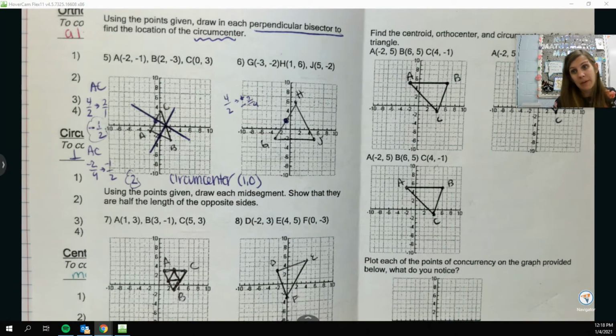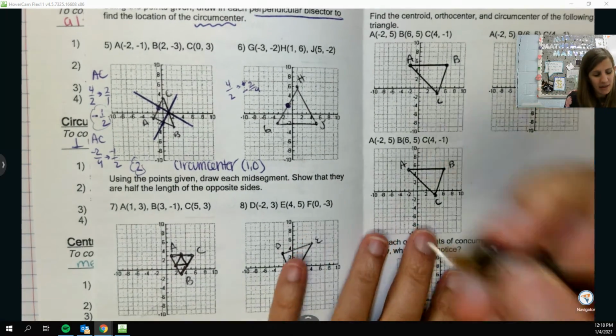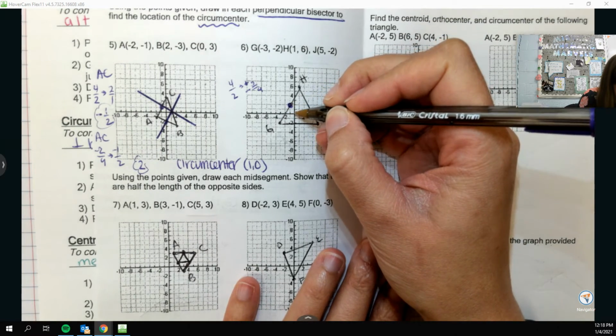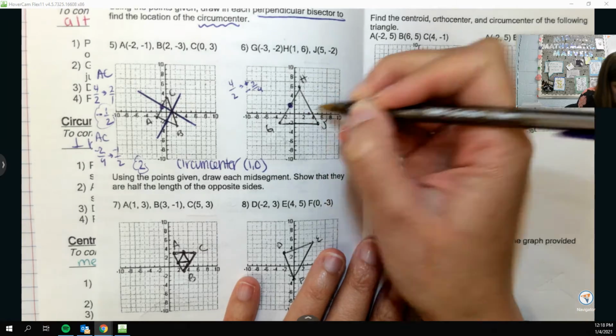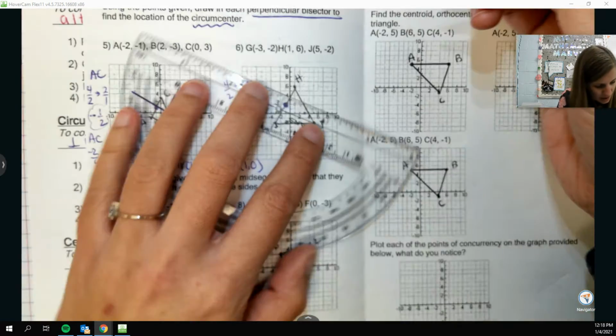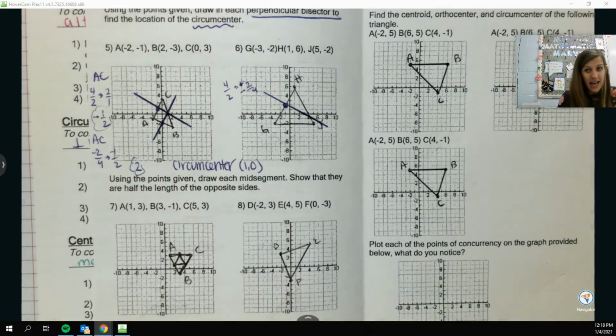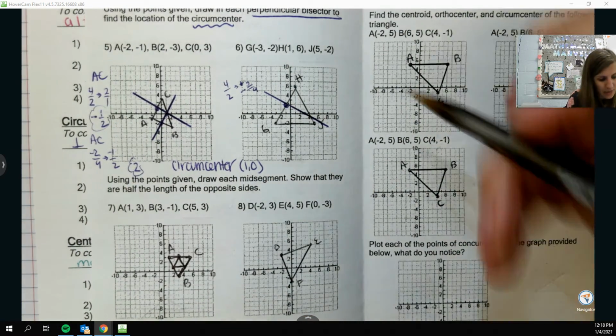But I can do it right from the point that I just found. So that makes it a little bit easier than the orthocenter maybe. So we'll go down 2 and then over 4. And then we can draw our perpendicular bisector. And then I got to do it one more time to see where they cross.